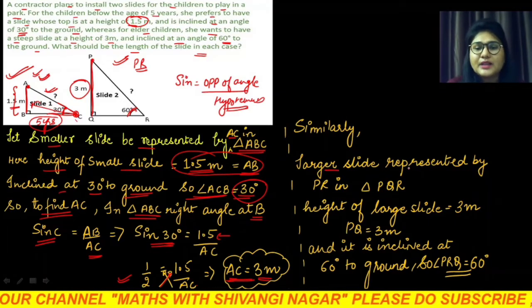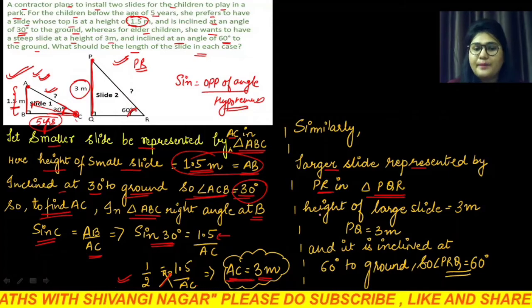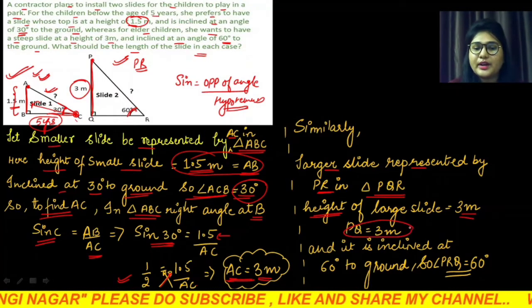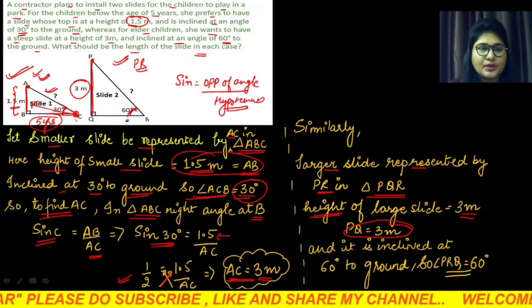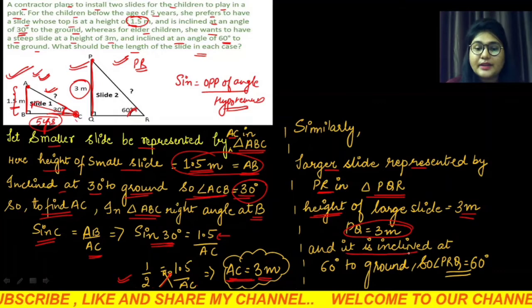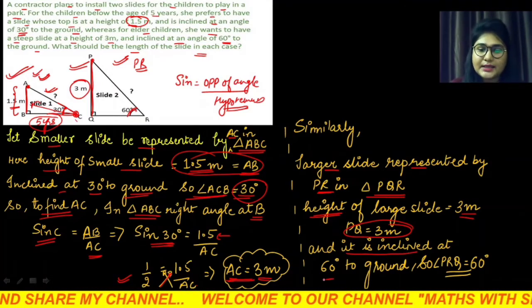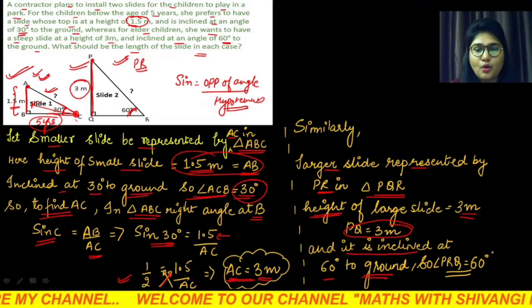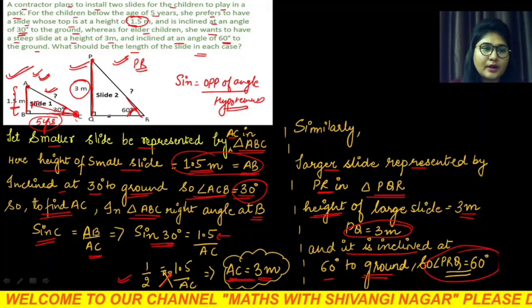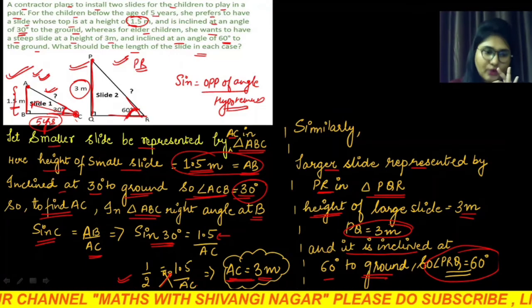So the largest slide is represented by PR in the right angle triangle PQR, and the height of this largest slide is 3 meters. So according to the right angle triangle, PQ is 3 meters. We can see here in the diagram. And we are also given that the bigger slide should be inclined at 60 degrees to the ground level. So here this angle PRQ is 60 degrees. It is mentioned in the question.